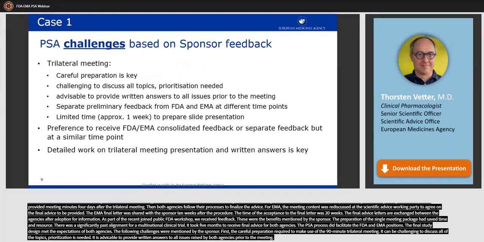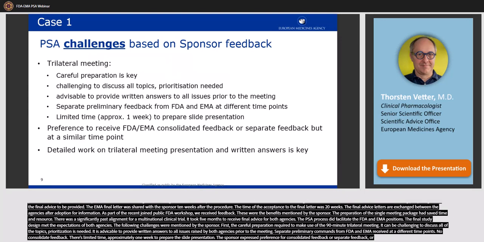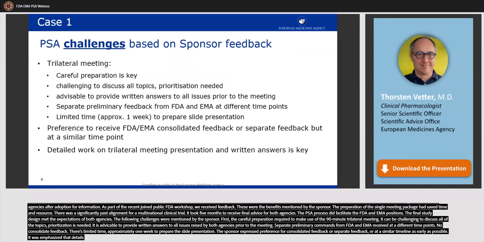Separate preliminary comments from FDA and EMA were received at different time points, and no consolidated feedback. There is limited time, approximately 1 week, to prepare the slide presentation. The sponsor expressed preference to either receive FDA and EMA consolidated feedback or separate feedback, but at a similar time point as early as possible. It was emphasized that detailed work on trilateral meeting presentation and written answers is key to a successful meeting.